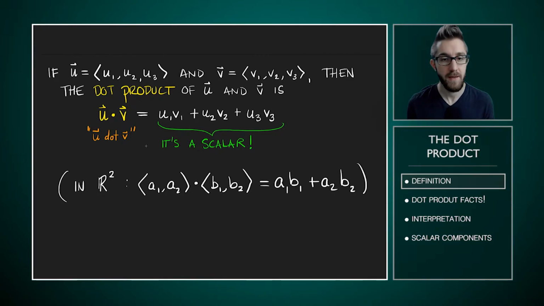And it turns out that pretty much anything that is true about the dot product of two three-dimensional vectors is also true about the dot product of two-dimensional vectors. So for the rest of this video, I'm probably going to refer to two and three-dimensional vectors interchangeably because they work with the dot product in the exact same way.